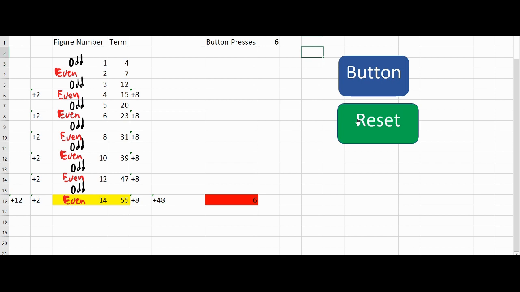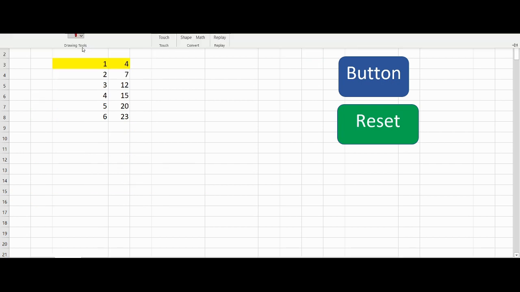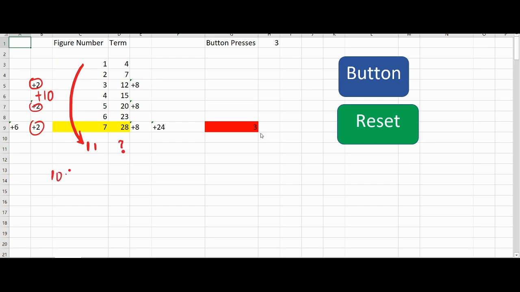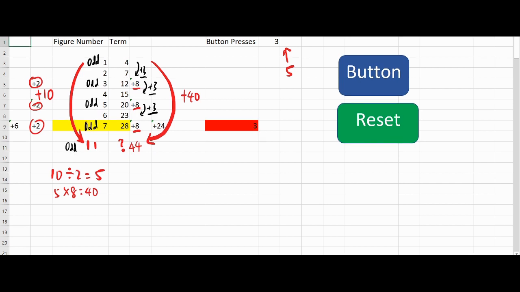Let's try to predict the terms for rows 11 and 12. For row 11, first figure out the number of times you need to press the button. Since the starting point is row 1, you need to add 10 rows to get to row 11. Every time you press the button, you add 2 rows. So this means you gotta press the button 5 times, because 10 divided by 2 is 5. Since you press the button 5 times, your term increases by 40, because 5 times 8 gives you 40. Add 40 to the starting term 4, and we arrive at our answer, which is 44. To get to row 12, we just add another 3 to get 47.